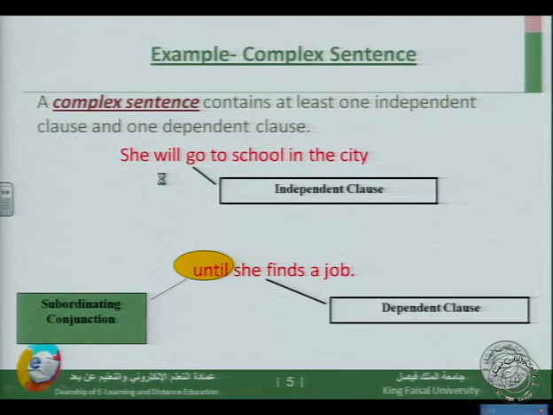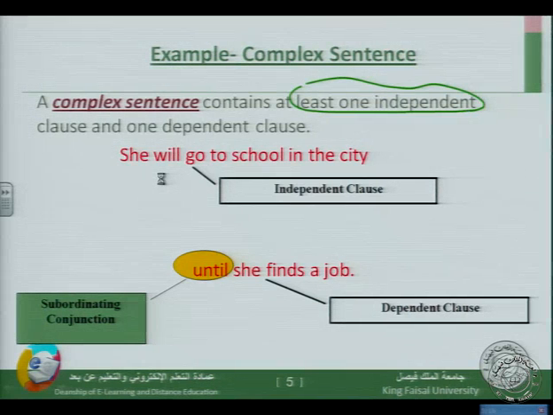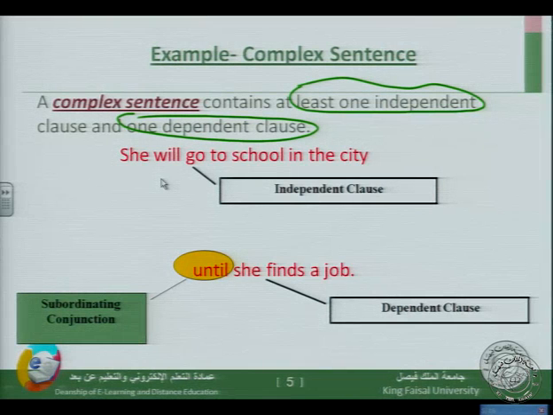Here is another example. As we said, a complex sentence contains at least one independent clause and one dependent clause. خلينا نلاحظ هذه الجملة ندرسها. Analyze and study the following sentence. She will not go to the school in the city until she finds a job. As you can see here, we have an independent clause, subject and verb, and here we have a dependent clause. It starts with the subordinating conjunction.